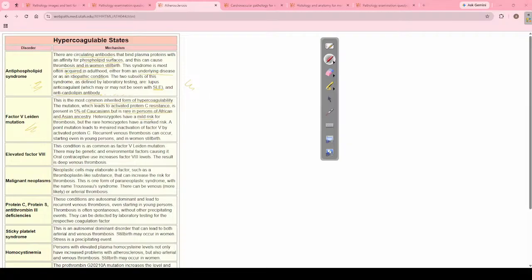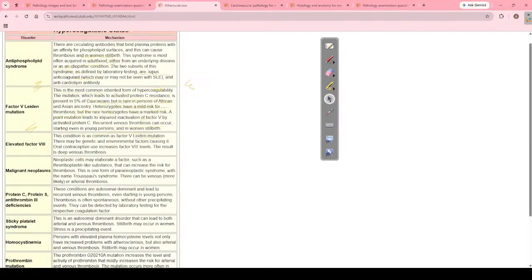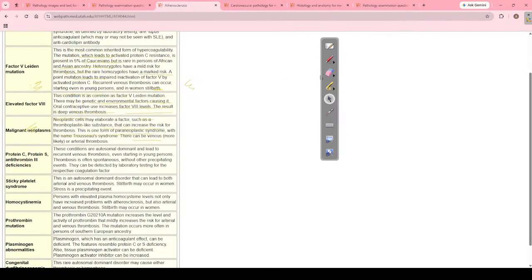Okay. There is impaired inactivation of factor 5 by protein C. Recurrent venous thrombosis can also occur. So there is recurrent venous thrombosis, even in young patients, and in women with stillbirth can also be due to factor 5 Leiden mutation.